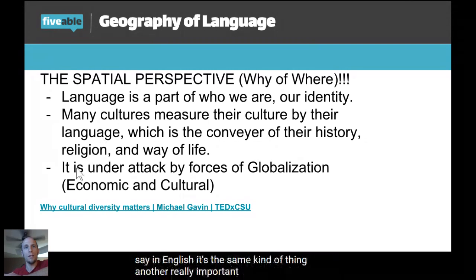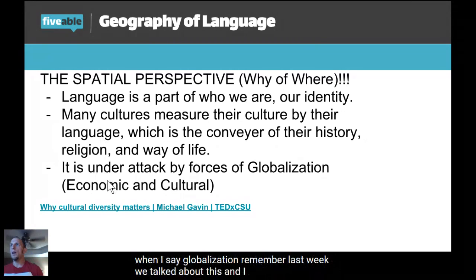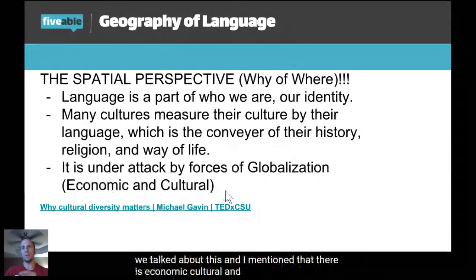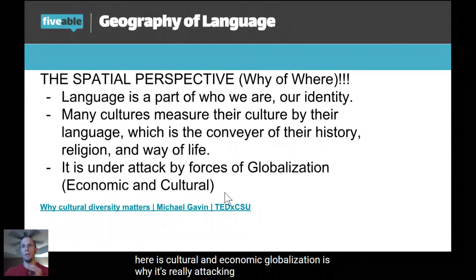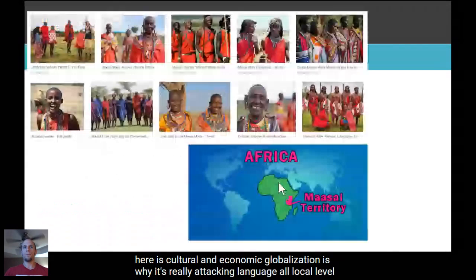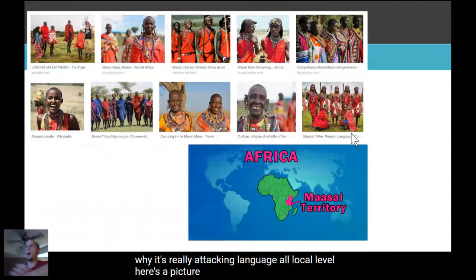Another really important thing that we're going to look at with language in particular is that it is under attack by the forces of globalization. And when I say globalization, remember last week we talked about this, and I mentioned that there is economic, cultural, and a third, political globalization. The main thing we're looking at here is cultural and economic globalization is what is really attacking language on a local level. Here's a picture of Maasai herdsmen.